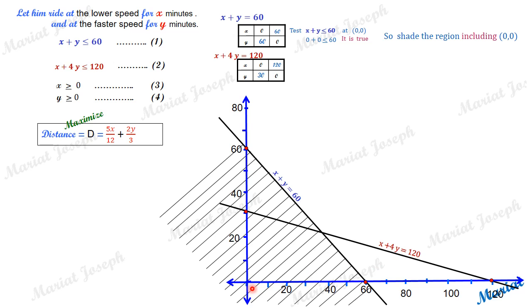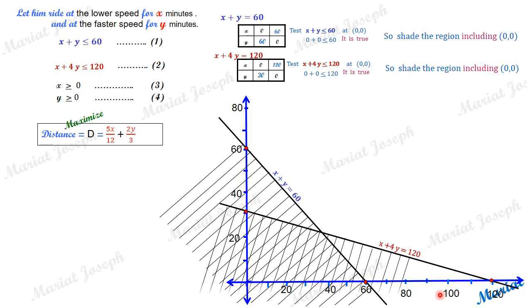Again testing by the origin in the inequation. 0, 0 put in the inequation. 0 plus 0 less than or equal to 120 is a true statement. Hence origin satisfies the inequation. So all the points on the origin side of the line will satisfy the inequation. Shade it. Now, x greater than or equal to 0 and y greater than or equal to 0 means it is the first quadrant.